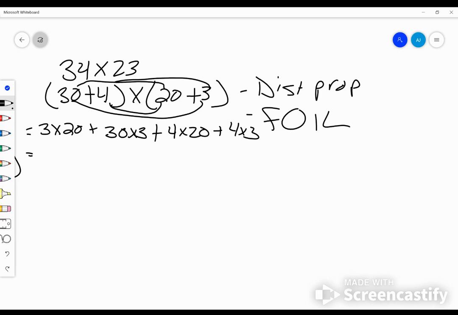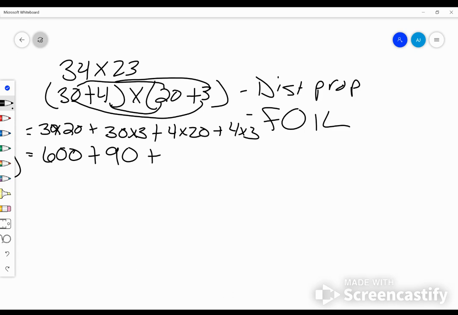So we have 30 times 20, which is going to be 600. And then we're going to add that to 30 times 3, which we can do in our head as 3 times 3. And then with the 0 for multiples of 10, we know that that's going to be 90, because 3 times 3 is 9, times 10 would be 90.